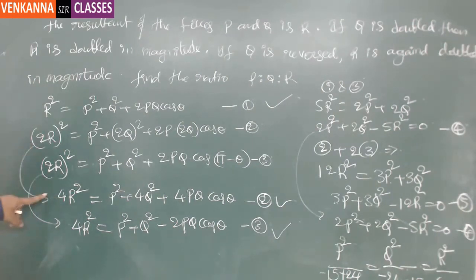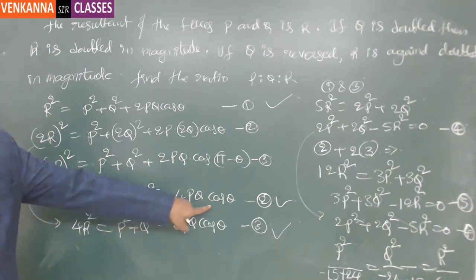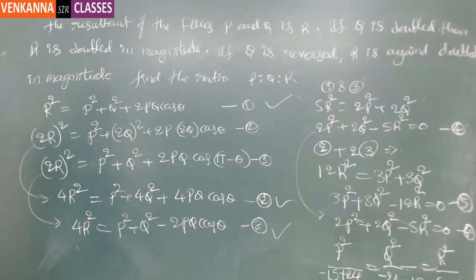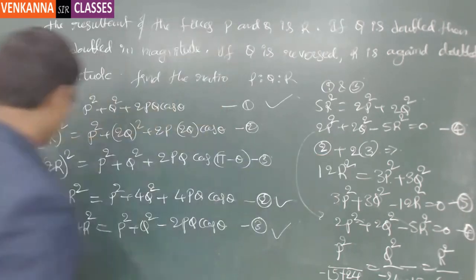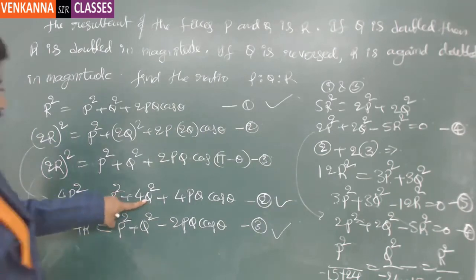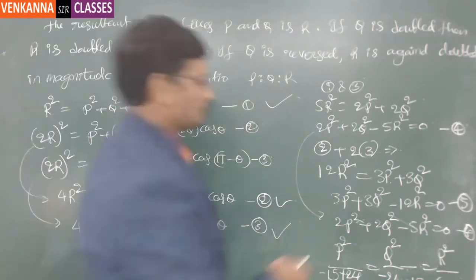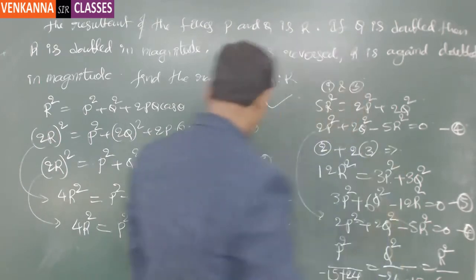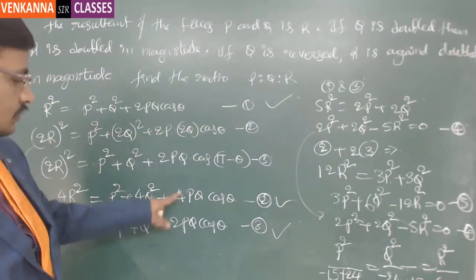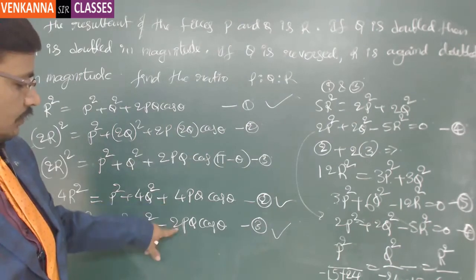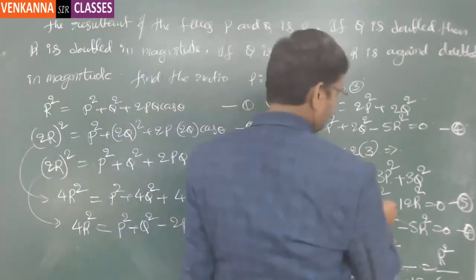So equation number 2 is 4r square is equal to p square plus 4q square plus 4pq cos theta. This is correct. And this one, 4r square is equal to p square plus q square minus 2pq cos theta. This is also correct. Now in equation number 2, oh, this is wrong. 4q square plus 2q square is 6q square. This is wrong. Yeah, 6q square, and these other terms are correct. So this is actually 6. That is the only difference.